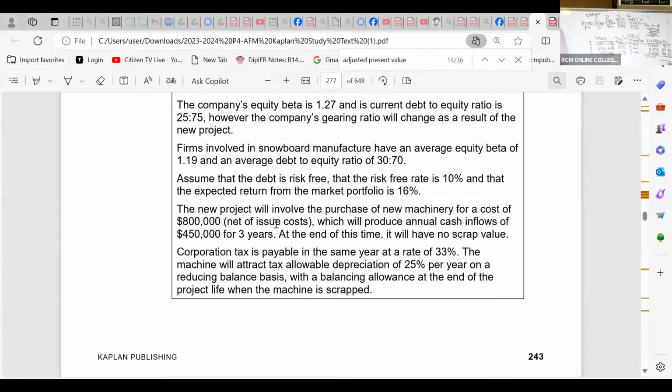Now, ladies and gentlemen, the new project will involve the purchase of new machinery for a cost of 800,000 net of issue cost, which will produce annual cash inflows of 450,000 for 3 years. At the end of this time, it will have no scrap value. Corporation tax is payable in the same year at the rate of 33%. The machine will attract tax allowable depreciation of 25% per year on reducing balance basis. So you can see we have a reducing balance depreciation with a balancing allowance at the end of the project life when the machine is scrapped.